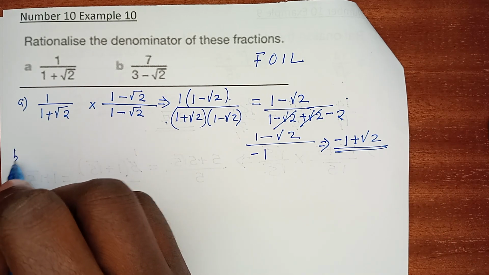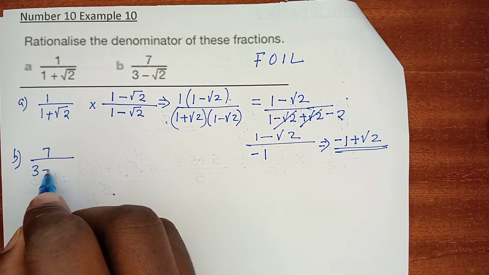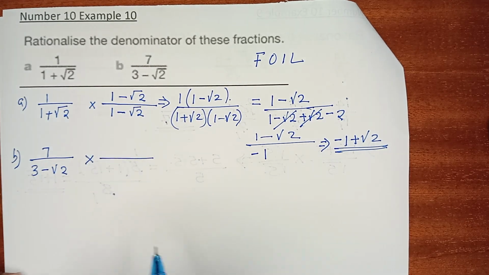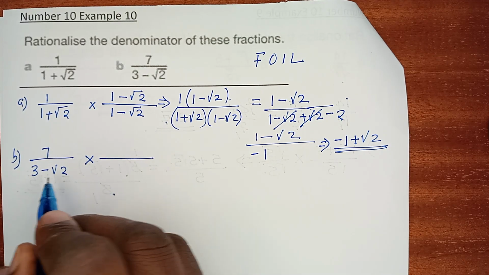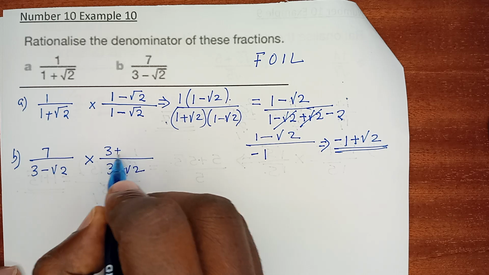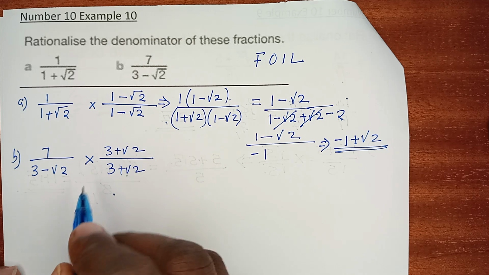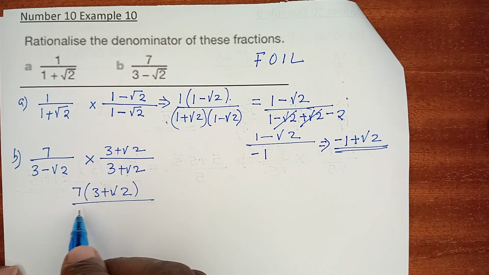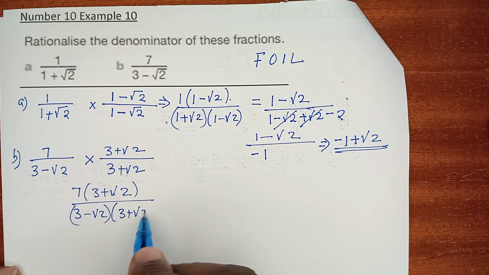For part B, we have 7 all over 3 minus root 2, and as I have explained to you, the number we bring as a multiplier is the same denominator but with a different sign. So 3 plus root 2, 3 plus root 2. Let me just expand it over here. So we have 7, 3 plus root 2 all over 3 minus root 2 multiplied by 3 plus root 2.